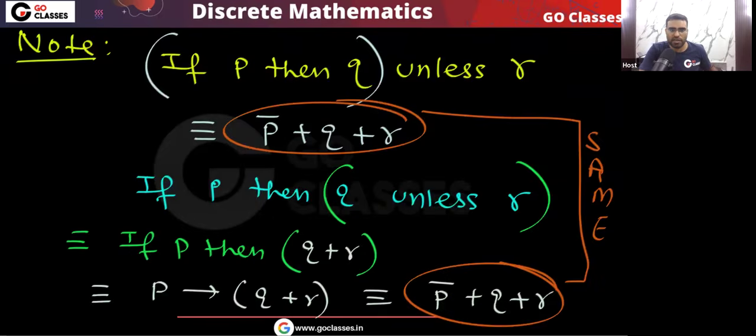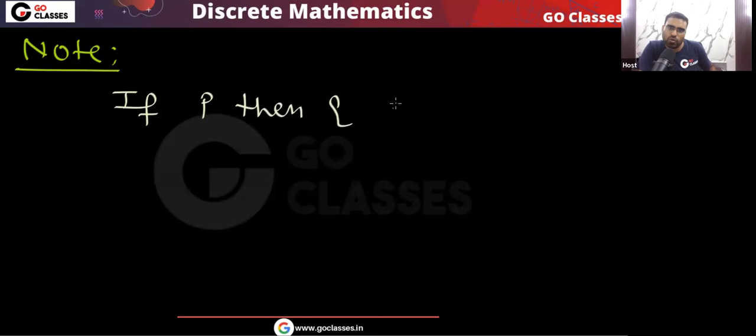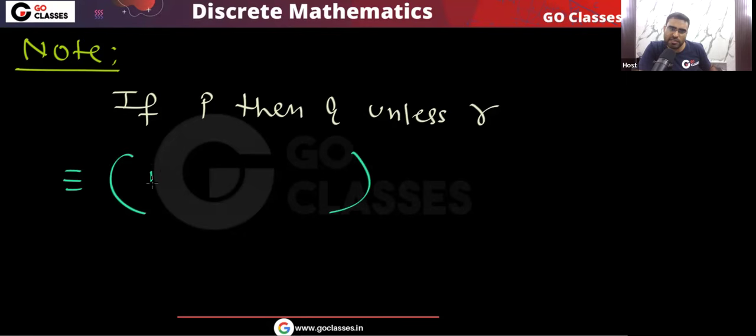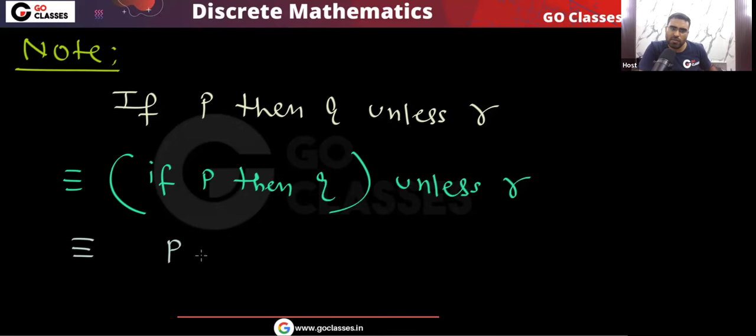So finally, what I want to tell you is that when you have this type of statement, if P, then Q, unless R. If you have this type of statement, then always remember it is basically the same as this statement, if P then Q, unless R. And it will become P implies Q, unless, that is the same as or. I can say unless is the same as if not. So this is what you are going to get.